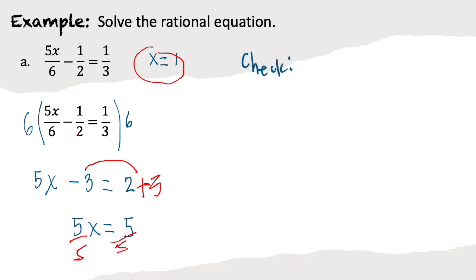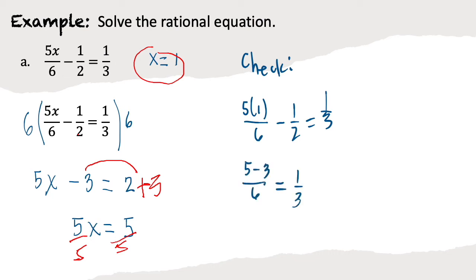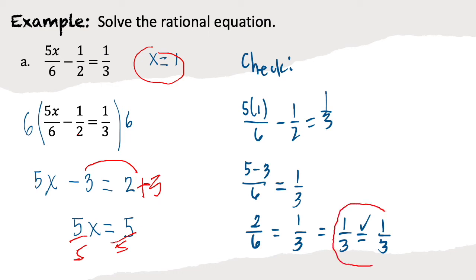We will substitute that into our original equation. So 5 times 1 over 6 minus 1 half equals 1 third, which is 5 minus 3 over 6 equals 1 third. That gives us 2 over 6, which is also the same as 1 third equals 1 third. So therefore, since this is equal, the answer is correct.